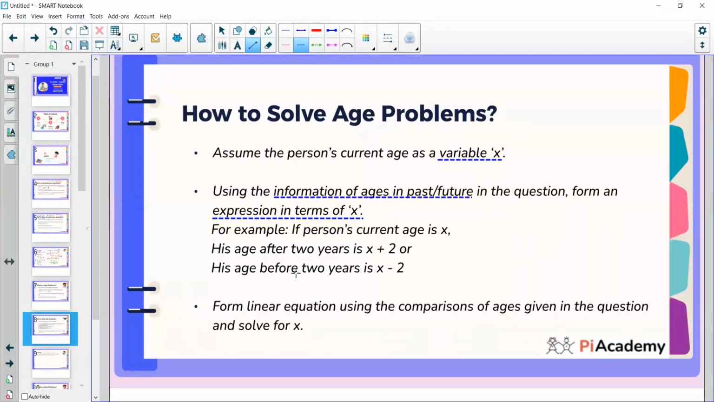So the same thing we are going to do over here. We are going to use the information of ages provided and then write down the expressions. And then finally, we would form a linear equation using the comparison of ages. Okay. So using the comparison of ages given in the question, you would end up forming linear equations and solving for x. So the first step, assign the unknown variable. Second step, write expressions using the comparison of ages. Third step, form the equation and then solve for the unknown variable. Okay, I hope the steps are clear, but let's now learn how to apply these steps with an example.